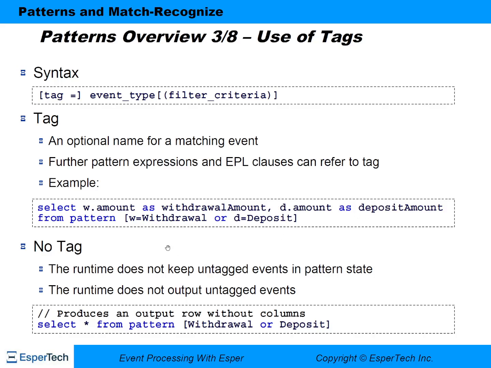When not assigning a tag to events, the runtime does not keep untagged events in pattern state. Also, the runtime does not output untagged events. To show you what I mean, the below EPL has no tags. The result are, when the pattern fires, output rows that have no columns.